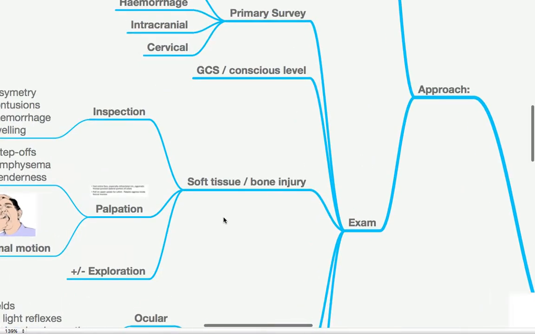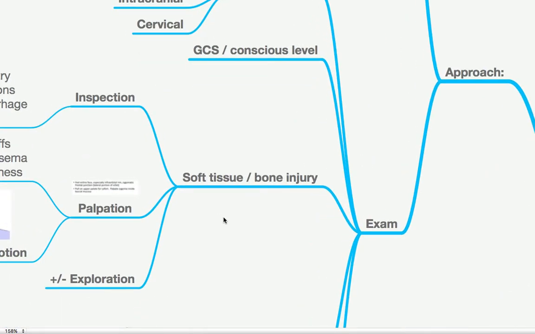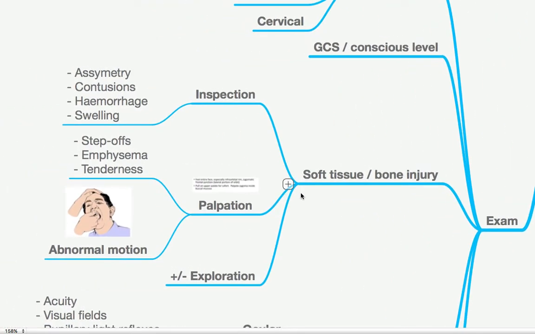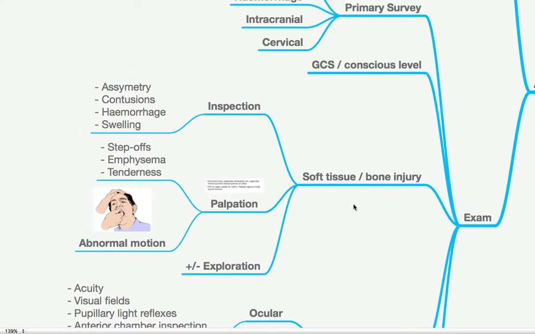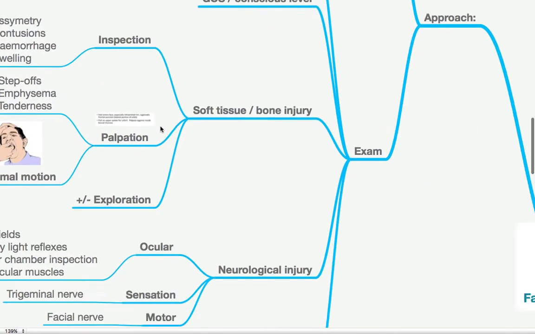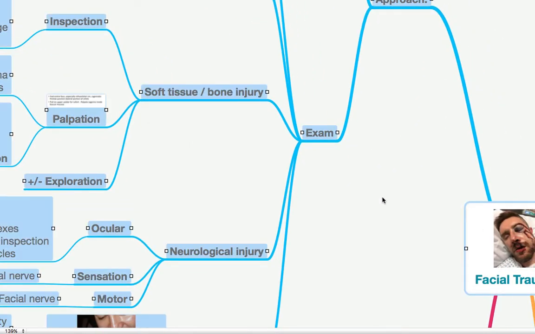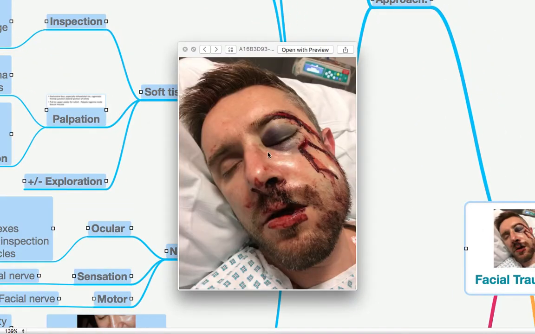Now we're moving on to sort of the bread and butter of the exam. So we're going to look at the soft tissues and the bones of the face. This is sort of a look, feel, move approach, if you will. And we're going to start with inspection. You're just going to check, are there any asymmetries or any contusions, hemorrhages, swellings, such as in this chap here. We can see that he's got a nasty contusion here, some lacerations, asymmetry of the jaw down here. These could be indicating a number of different problems.